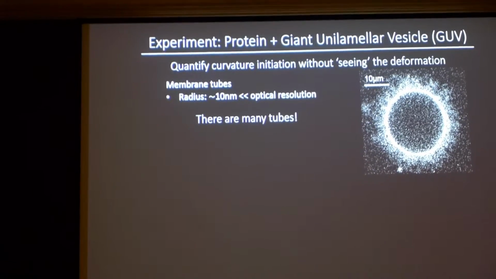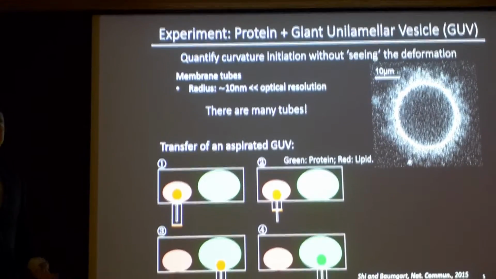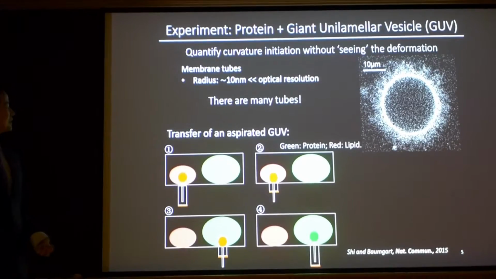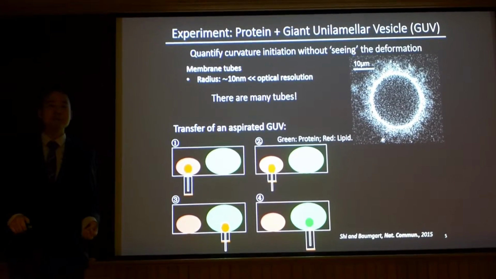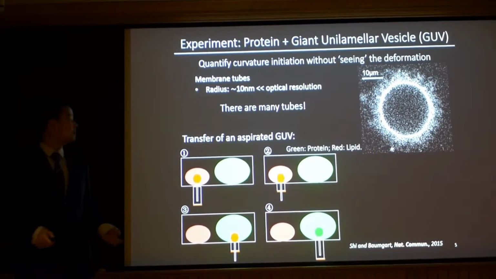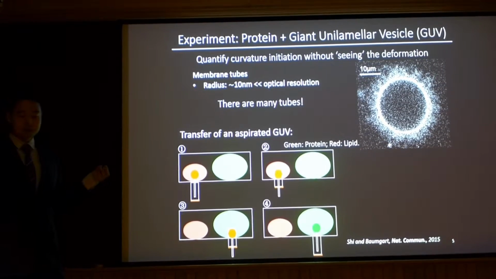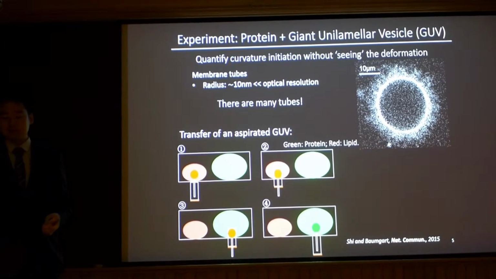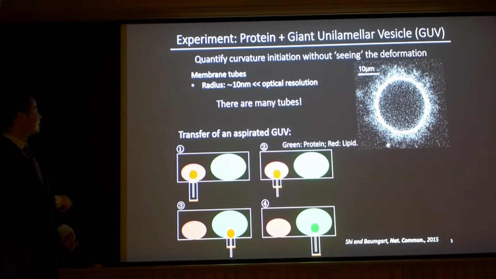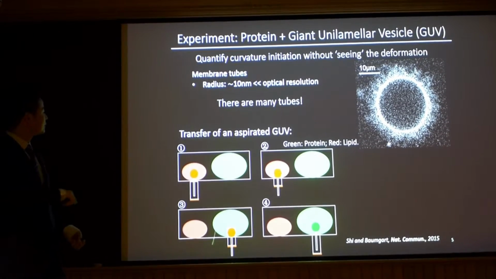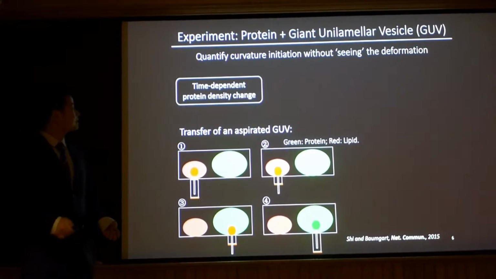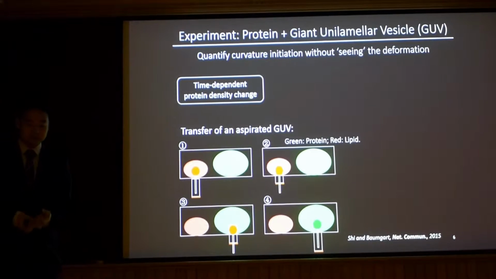With that in mind, we came up with this vesicle transfer assay, where we have two droplets of solutions. The green one represents a solution of protein labeled with a green dye, and the red one represents a solution of these cell-sized vesicles containing a red dye. We can pick up a vesicle and move the vesicle into the protein solution. By doing that, we can measure the protein membrane binding process.